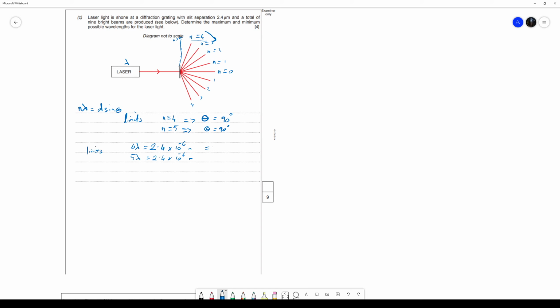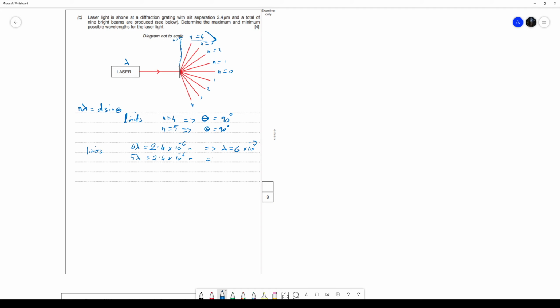Yeah, I've just realized I don't have a calculator literally at all. Hold on, surely Malcolm, you can do this. That implies I can do this. 2.4 divided by 4, surely 0.6. So 6 times 10 to the minus 7.